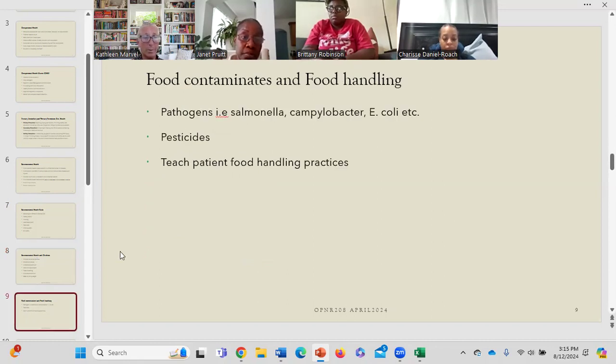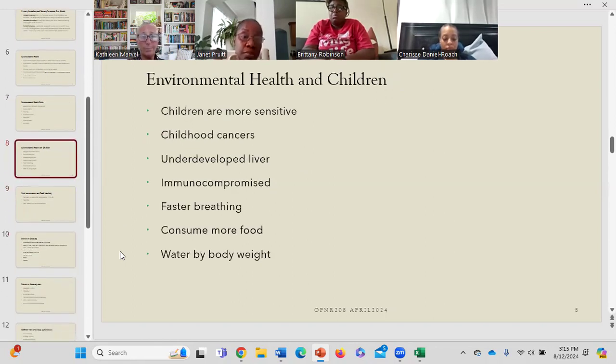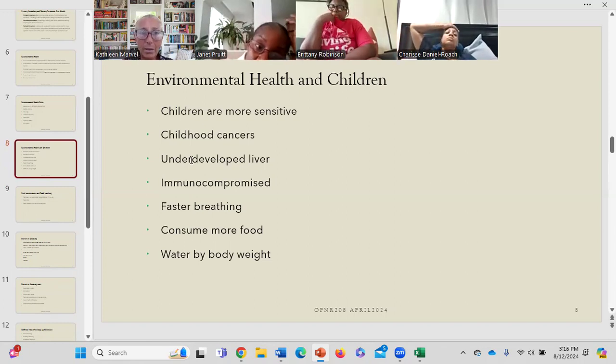And then we talked a little bit about food contaminants and food handling. Right? So if we're working with a client in their home and doing an environmental assessment, we talked a lot about doing environmental assessment in the communities, but think about your client. When you're going into the home to do a home visit, you're doing an environmental assessment of their home, right? Is the refrigerator working? Can they keep their meds chilled if they need to be? Are there rugs that they're going to slip and fall on? Do they have railings to pull themselves up if they need to? Right?